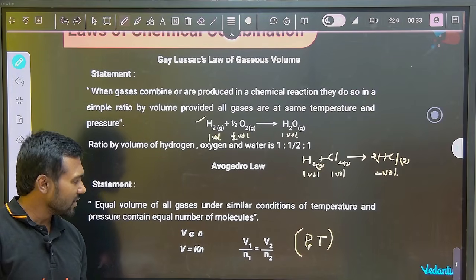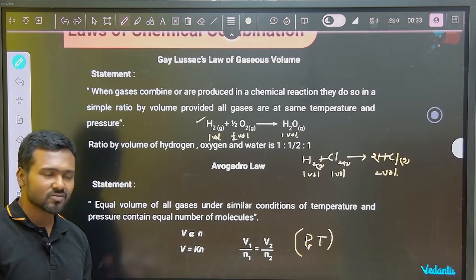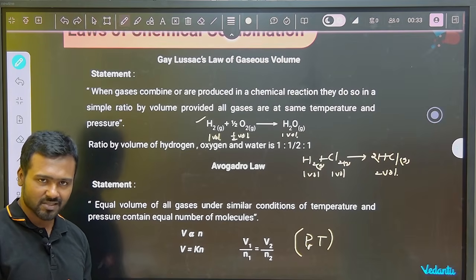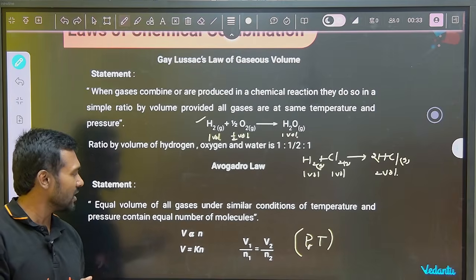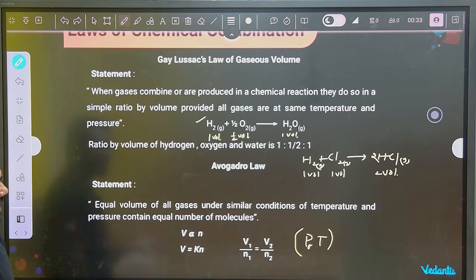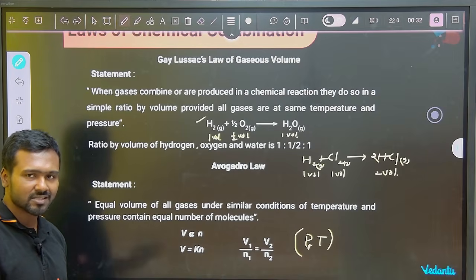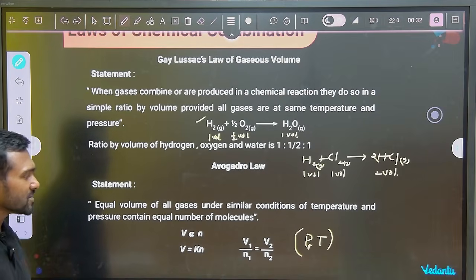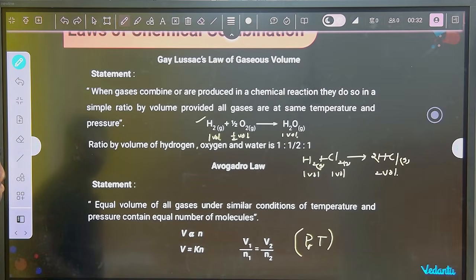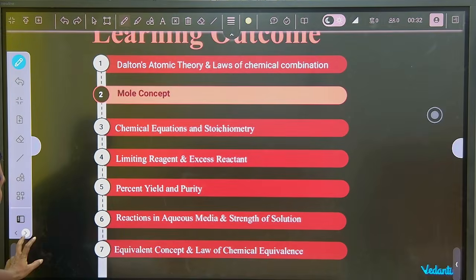So if volume increases, the number of moles also increases. If volume decreases, the number of moles also decreases. Equal volumes of all gases under similar conditions of temperature and pressure contain an equal number of molecules. So volume is directly proportional to the number of moles, provided pressure and temperature are constant. Next, the mole concept.